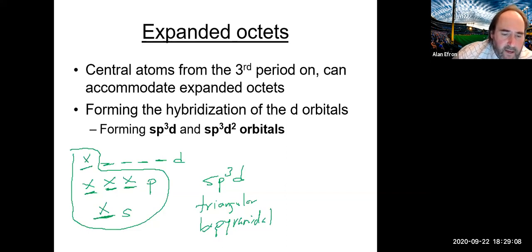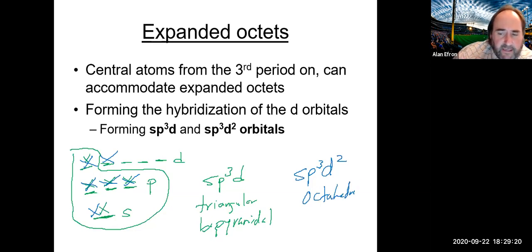And you would have 1, 2, 3, 4, 5, and 6, which would get you sp3d2, which would cover your octahedral or expanded octet in terms of its geometry as well. So we definitely can reach in there and pick those guys off. Any questions on that there?